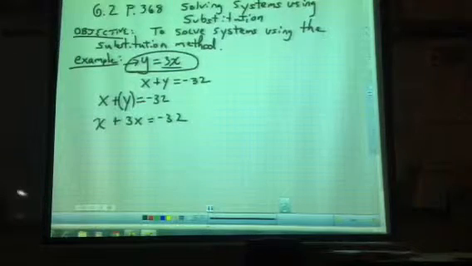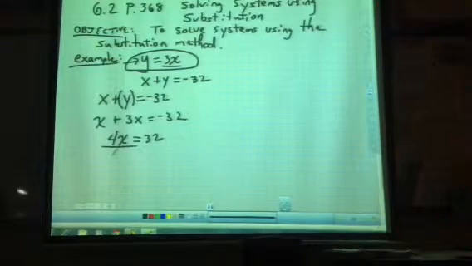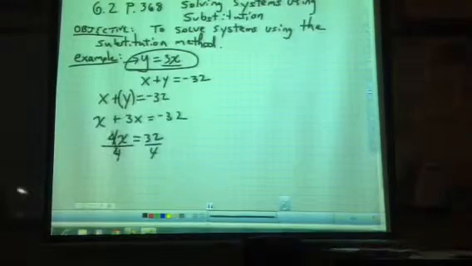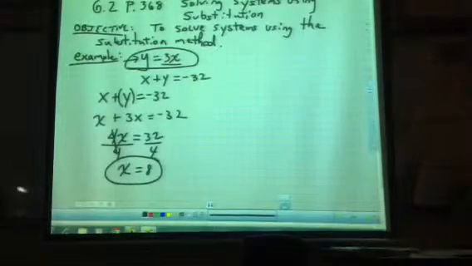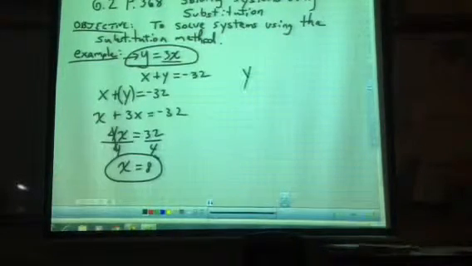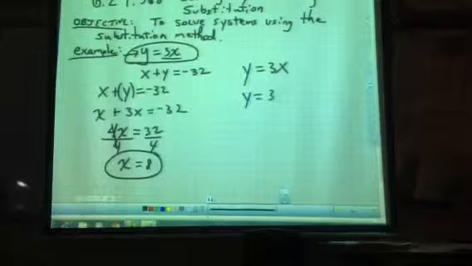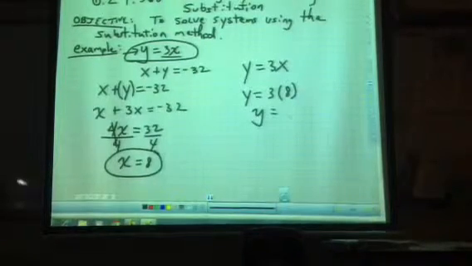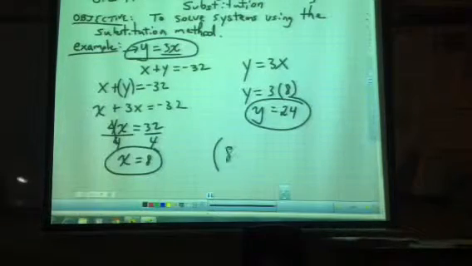And we've just created a single equation with a single variable in it, and now we can solve for x. So x plus 3x would be 4x equals negative 32. Then you can divide by 4 and divide by 4. The 4's cancel, you get x equals negative 8. Now, while x equals negative 8, you can go back to the first equation and find out what y is by substituting again. Since y equals 3x, and we know x equals negative 8, then y is going to equal 3 times negative 8. And so finally y equals negative 24. Your solution, in alphabetical order, would be negative 8, negative 24.